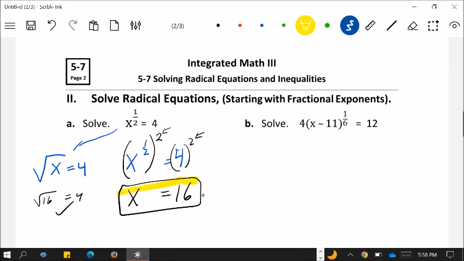So this is something that will be helpful to you at times in certain problems, is recognizing that you can do that kind of thing. Let's do that over here in the second problem.